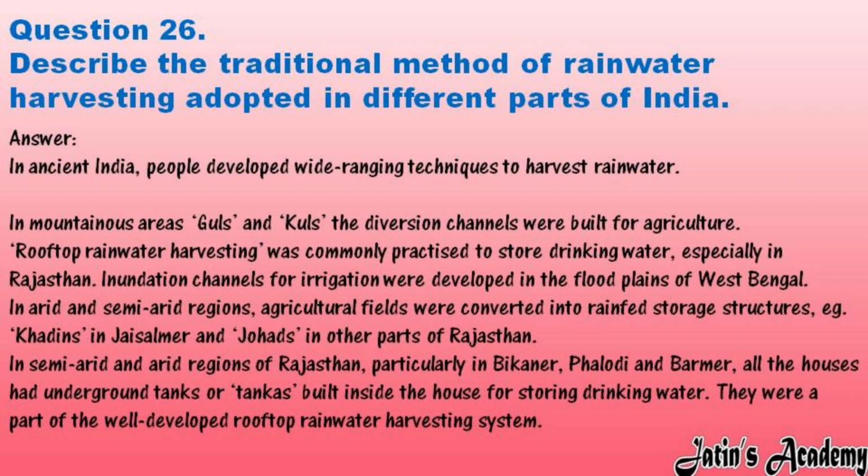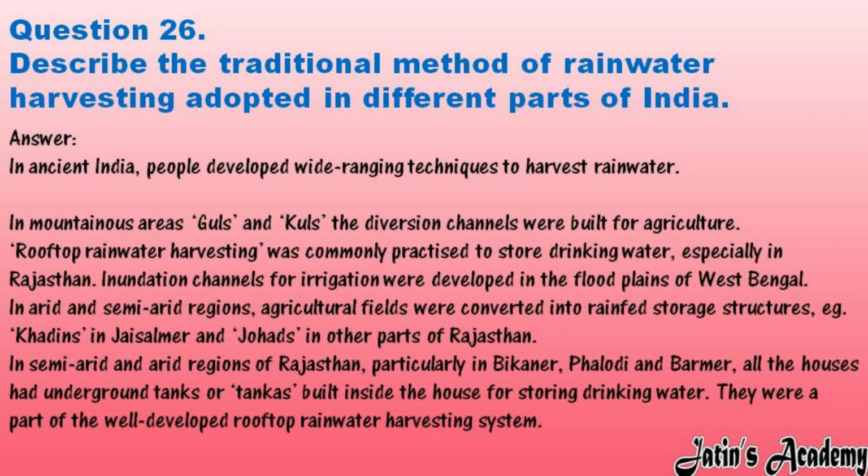Question 26. Describe the traditional method of rainwater harvesting adopted in different parts of India. Answer. In ancient India, people developed wide-ranging techniques to harvest rainwater. In mountainous areas, guls and pools, the diversion channels were built for agriculture. Rooftop rainwater harvesting was commonly practiced to store drinking water, especially in Rajasthan.